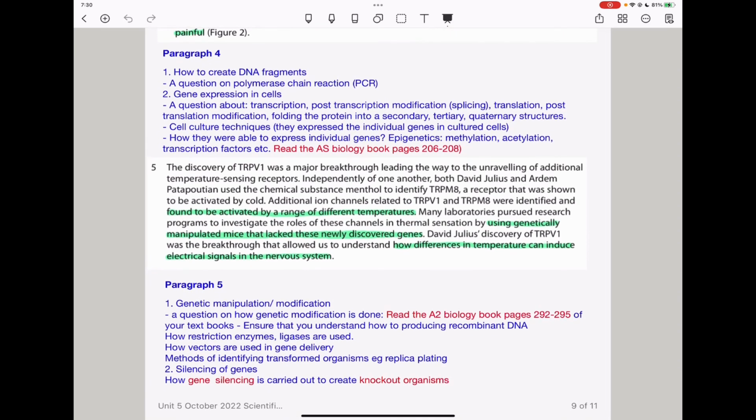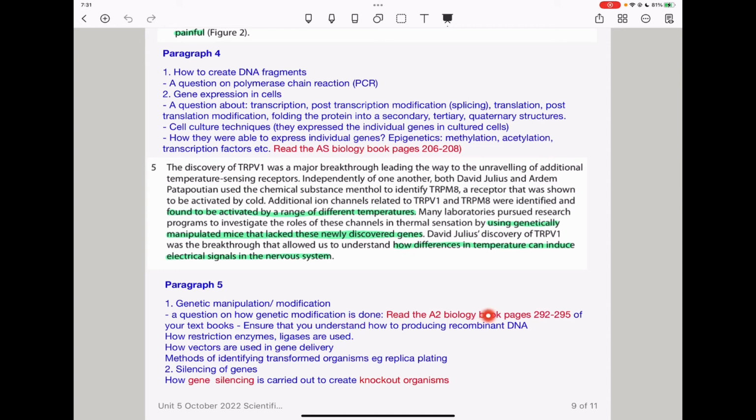Moving to paragraph 5. In paragraph 5, we saw they are using genetically manipulated mice that lacked newly discovered genes. And they also talk about how differences in temperature can induce electrical signals in the nervous system. So here I thought they could talk about genetic manipulation as well as modification. So a question on how genetic modification is done could be asked.